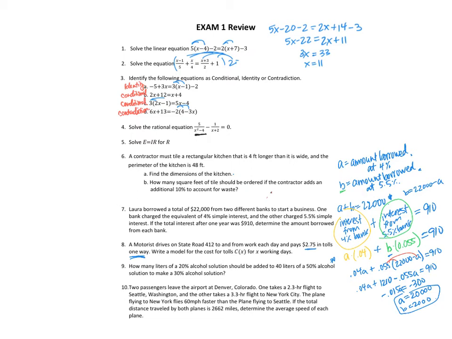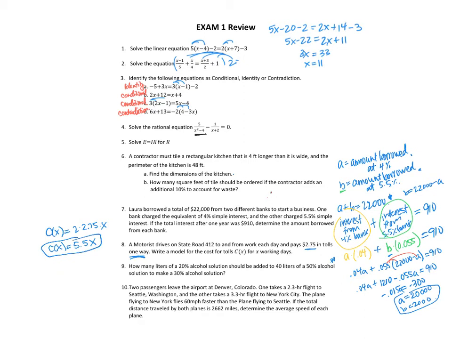So C of X is going to be equal to the amount they pay in tolls, which is $2.75 times 2. And then we want to also multiply that by the number of days, which is X. So 2 times 2.75 is $5.50. So C is equal to 5.5x. Okay.